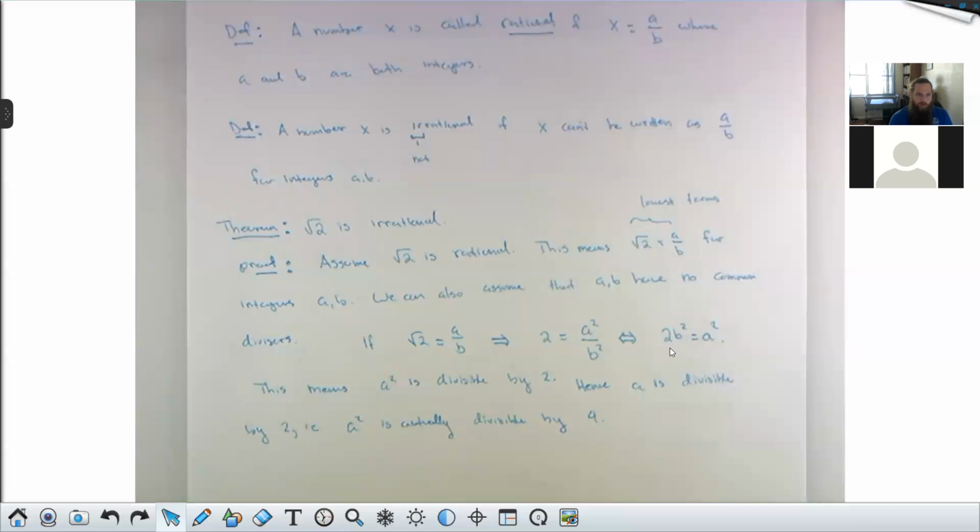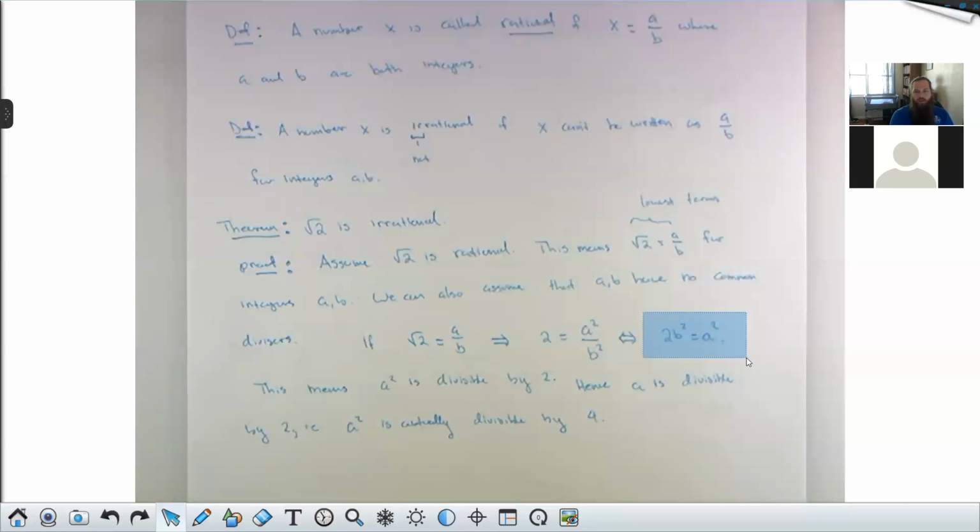I want you to think about the logic here because it's really quite fun. It's a good exercise for your brain. If anything is equal to 2 times something else, it means that thing is even. So we're saying a squared is even. Think about the even square numbers: 4, 16, 36. Not only are they divisible by 2, they're all divisible by 4. And that's not a coincidence. Every even square is divisible by 4.